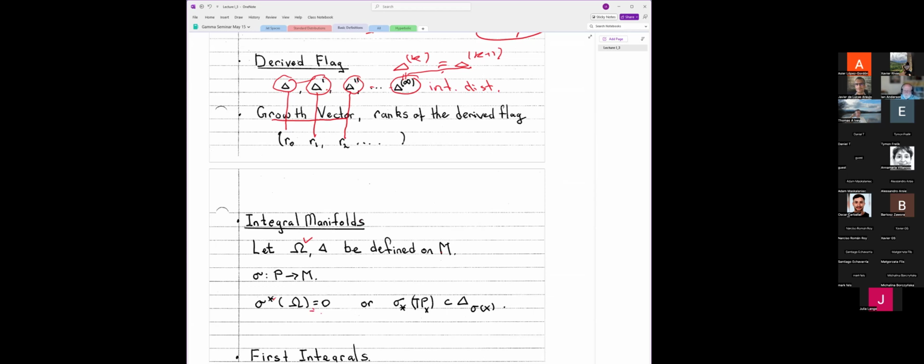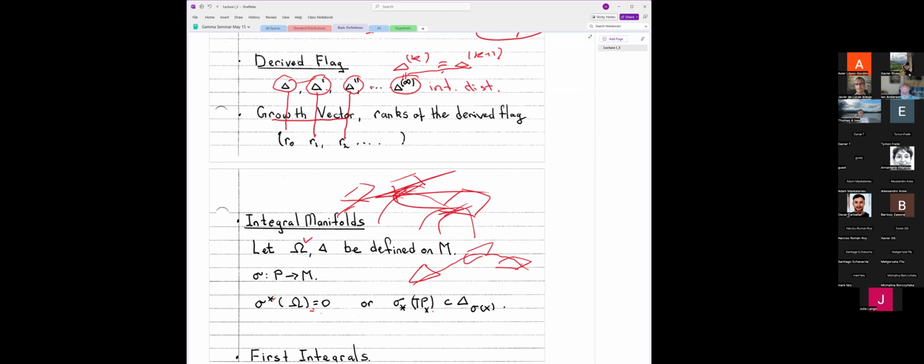Or put it another way, here's our distribution. We can think of our deltas as being a bunch of planes, and then an integral manifold is going to be some kind of surface inside that space. Terrible picture, try again. We have our distribution, and then an integral manifold might simply be a curve whose tangent vector everywhere lies inside our given distribution.